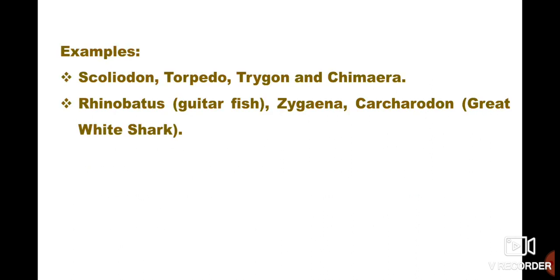Some examples of these class Chondrichthyes fishes are Scoliodon, torpedo, trygon, chimaera, Rhinobatus, Zygaena, and the great white shark. Well, these were the important characteristic features of class Chondrichthyes. Hope you have liked the video. Thank you very much, everyone.